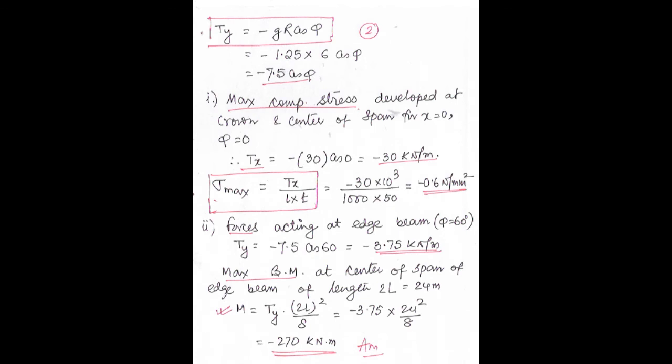Now the membrane force along the y direction, that is Ty, is given as minus G r cos phi. G value is 1.25, and R is equal to 6. So this gives us 7.5 cos phi.